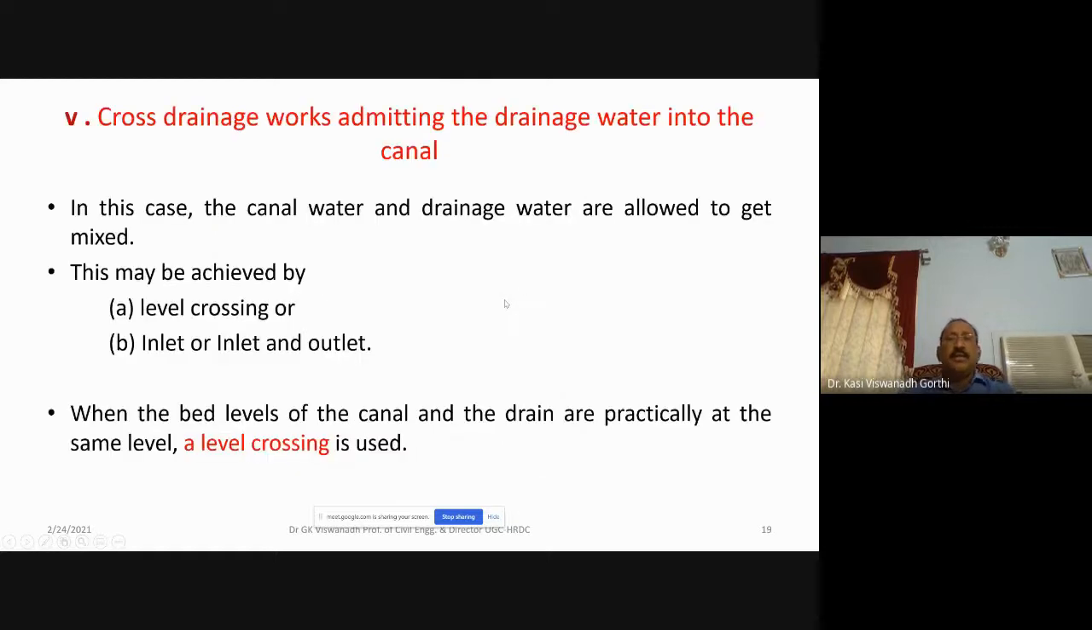Flows under pressure to the downstream portion. Okay, so that is called canal siphon or siphon. Fifth and sixth cases also, let us see. Cross drainage works admitting the drainage water into the canal. This is a separate case.